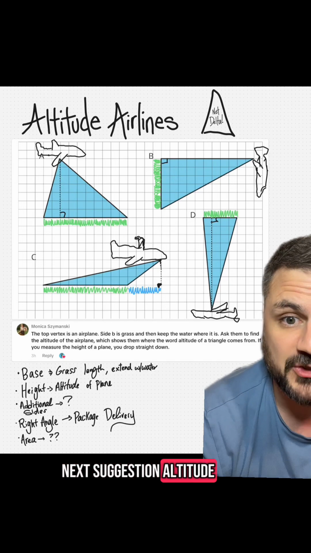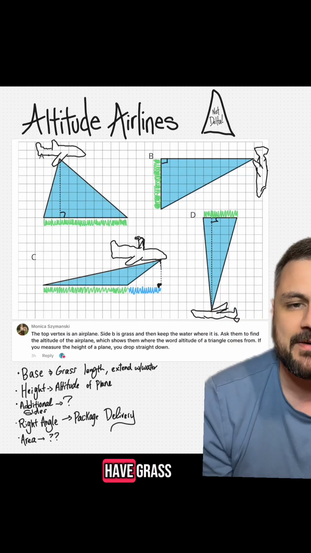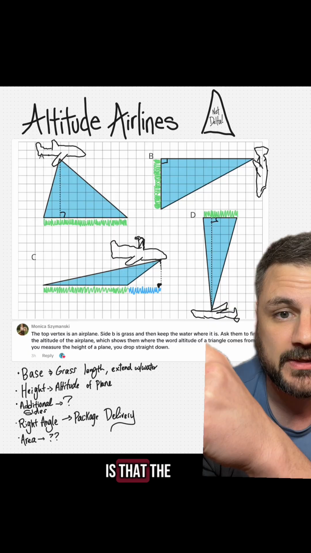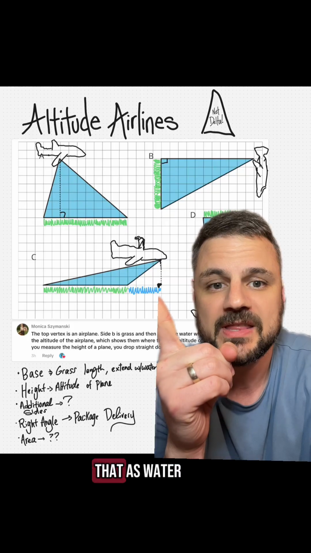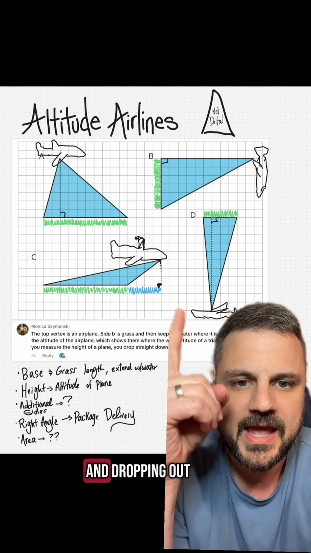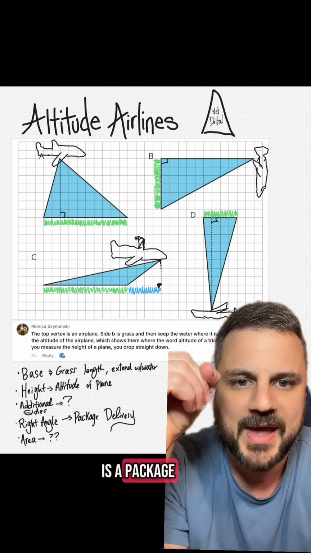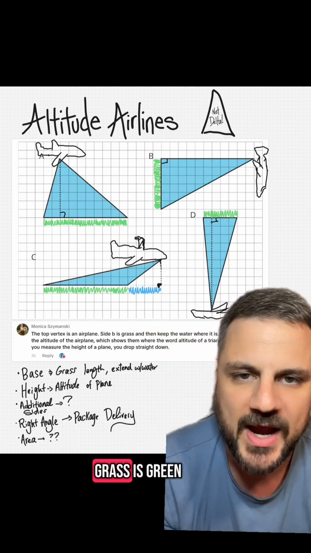Next suggestion, Altitude Airlines. The top vertex is an airplane, and then at the bottom we have grass. What I like about this model is that this base that extends past the base, we can represent that as water. And you can think of the top of the vertex as where the airplane is, and dropping out of that airplane is a package. Will it land in the water, or will it land inside the shape where the grass is green?